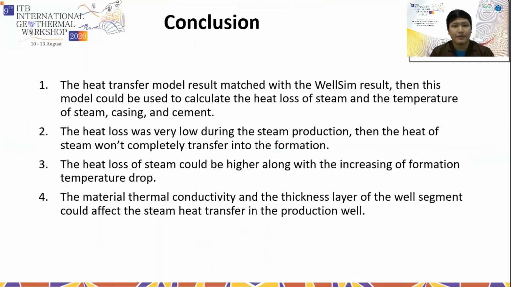There are several conclusions from this research. It can be concluded that the heat transfer model result matches the Wilson result. Then this model could be used to calculate the heat loss of steam and the temperature of steam, casing, and cement. The heat loss was very low during steam production. Then the heat of steam won't completely transfer into the formation. The heat loss of steam could be higher along with the increase of formation temperature drop.